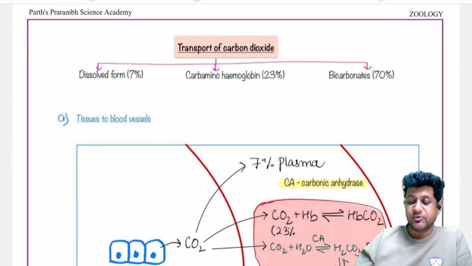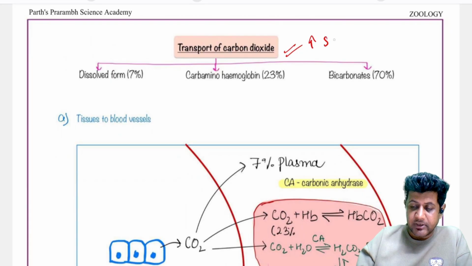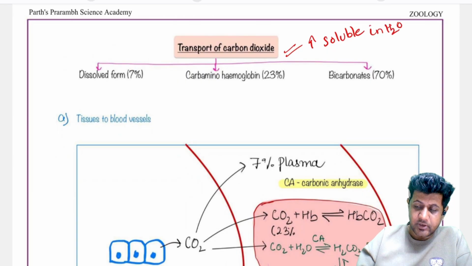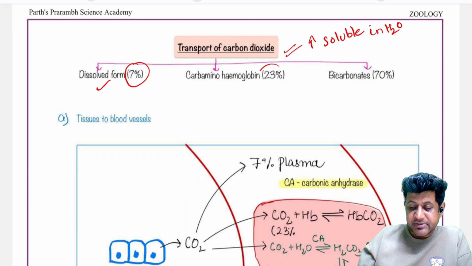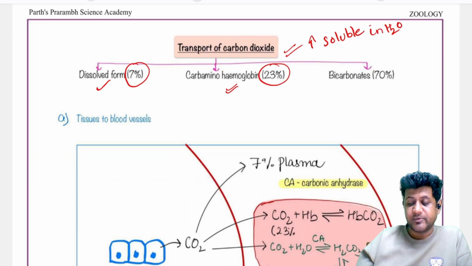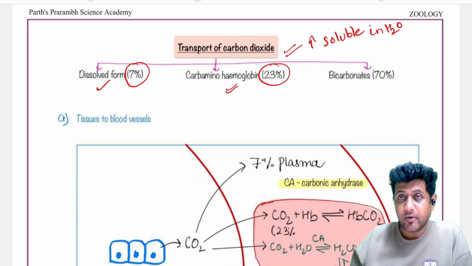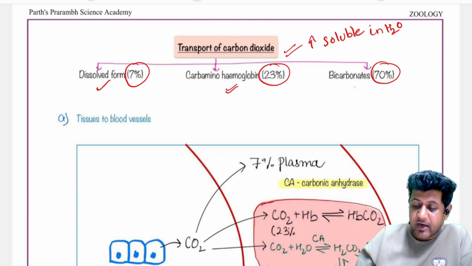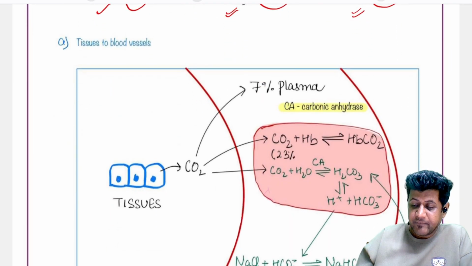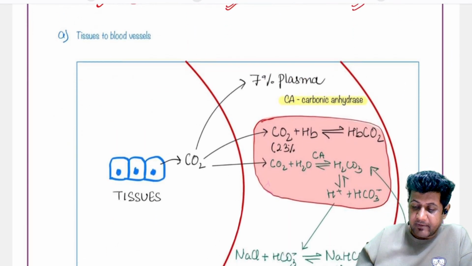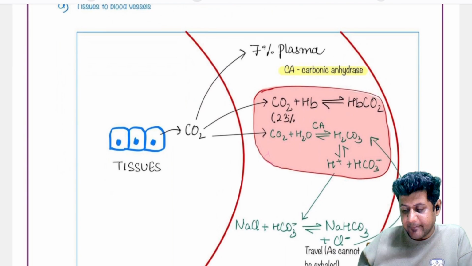Likewise, when we talk about transport of carbon dioxide, it is highly soluble in water, and that's the reason 7% is found directly in the dissolved form. 23% is found bound to hemoglobin, and 70% of carbon dioxide will be found in bicarbonate form inside the blood vessels. Now, when we talk about things in blood vessels, how and what exactly happens?